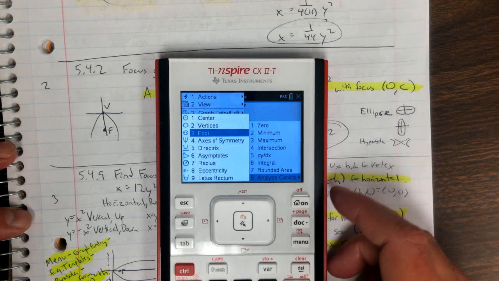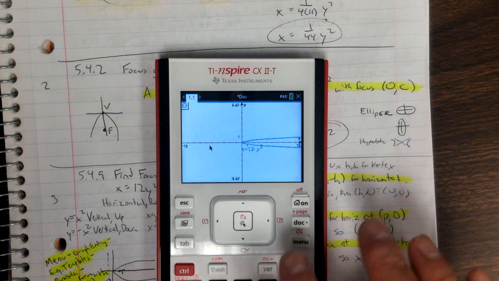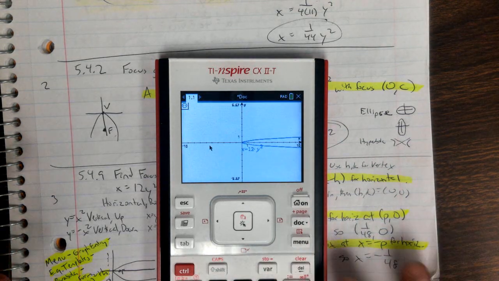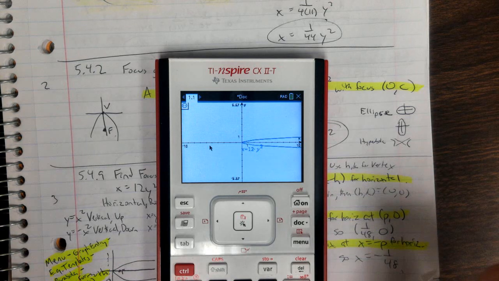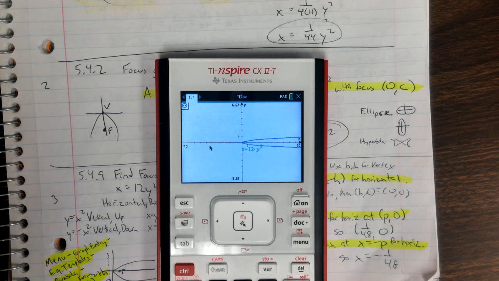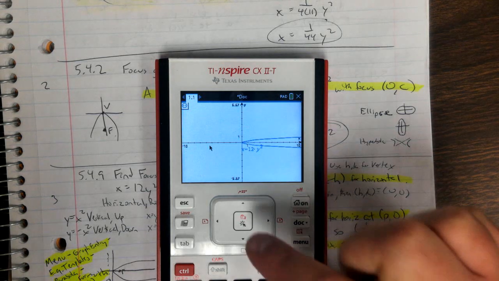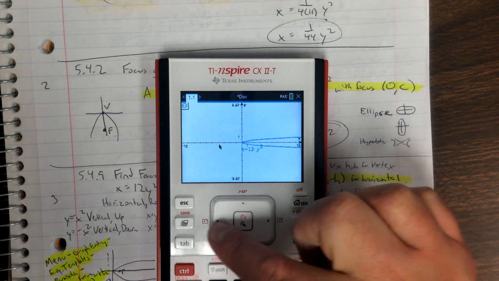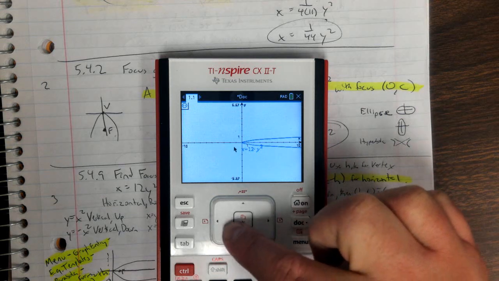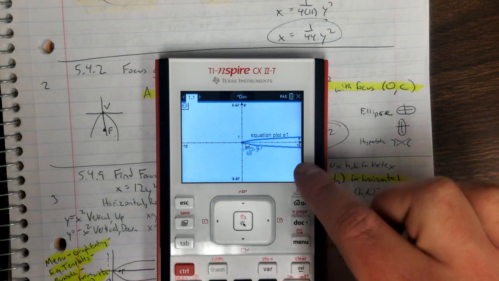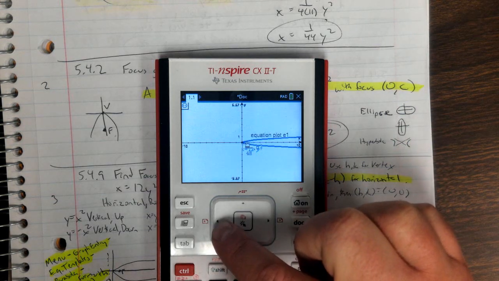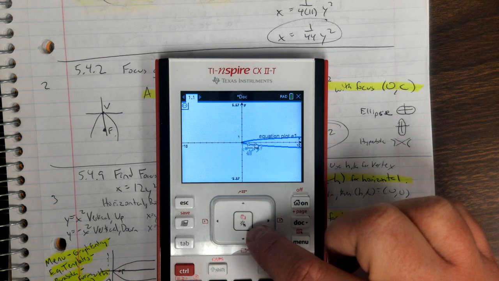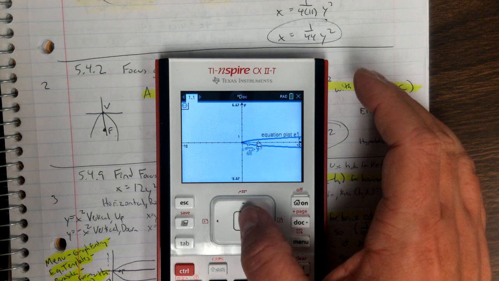So if you do foci, that's number 3. Now, it doesn't look like it's doing anything, but it's just waiting on you. If you just remember, a focus has to be on the inside of the parabola. You just use your mouse pointer and see what happens if you go inside. Okay, there it says equation 1. And then if you're just inside, you can click it.